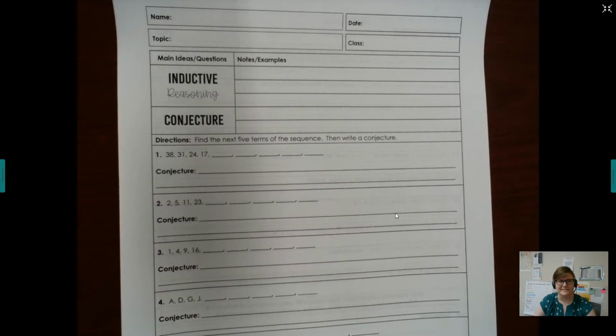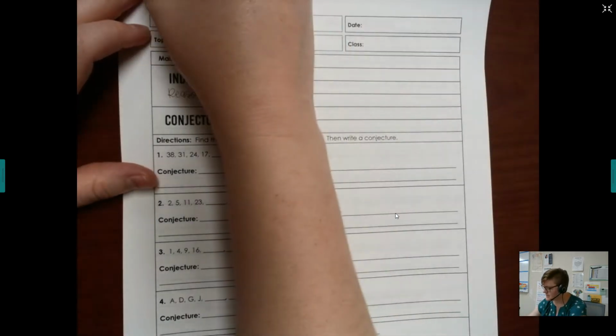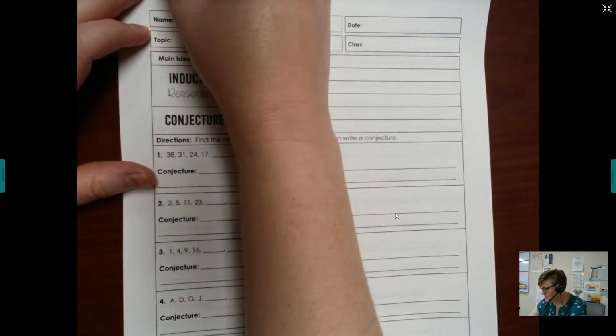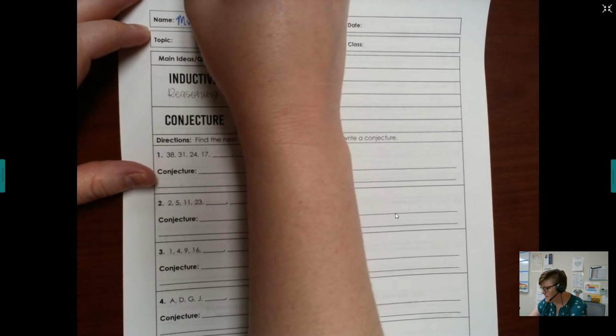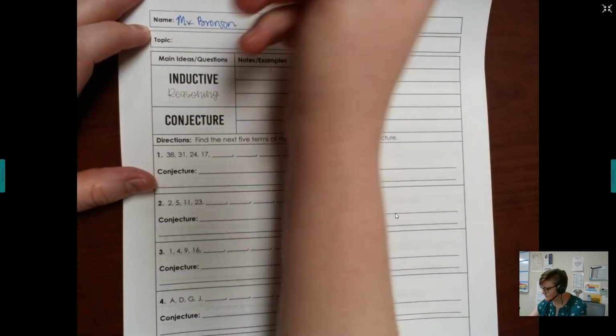Right, hello. Today we're going to talk about inductive reasoning, conjecture, and counterexamples. This is the first lesson in Unit 2 for geometry this year. As always, you want to make sure you write your name on your notes.